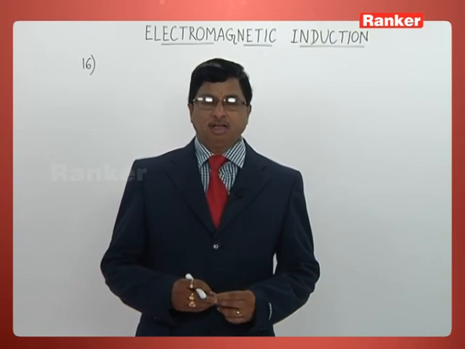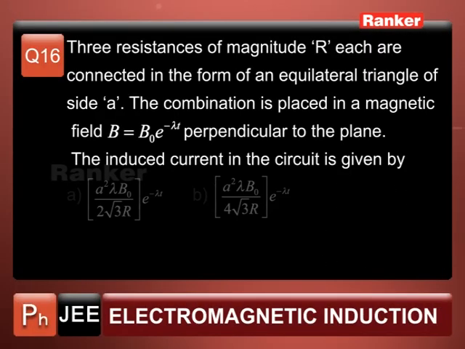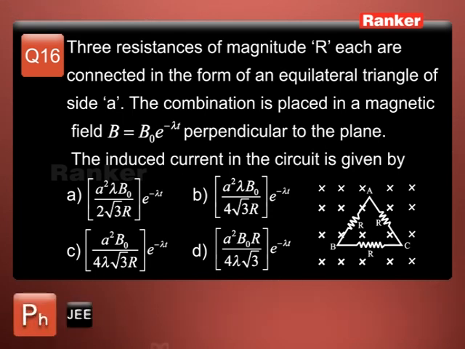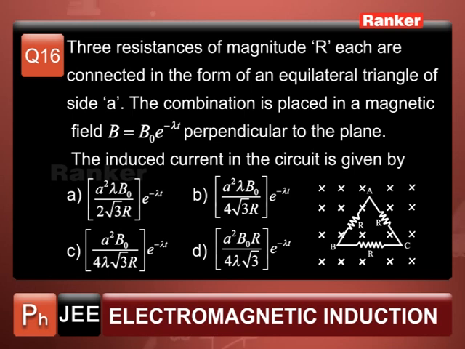Let us check the next number, that is problem number 16. Let me read out the question first. Three resistances, each of magnitude R, are connected in the form of an equilateral triangle of side A. The combination is placed in a magnetic field B is equal to B naught e power minus lambda t.